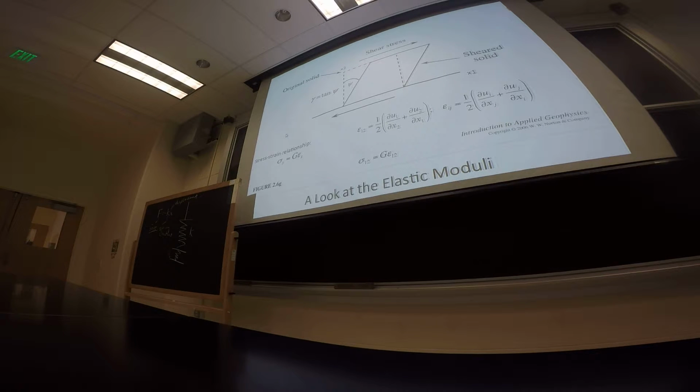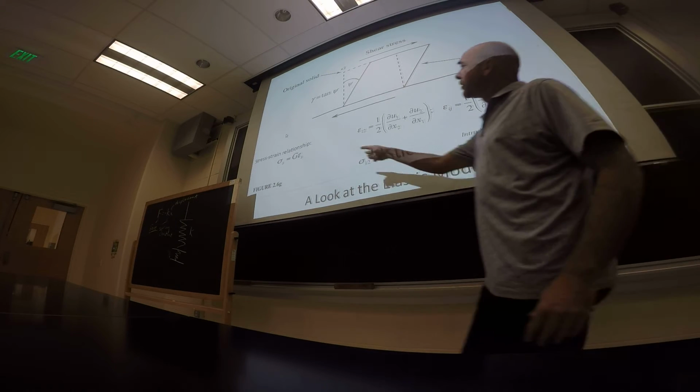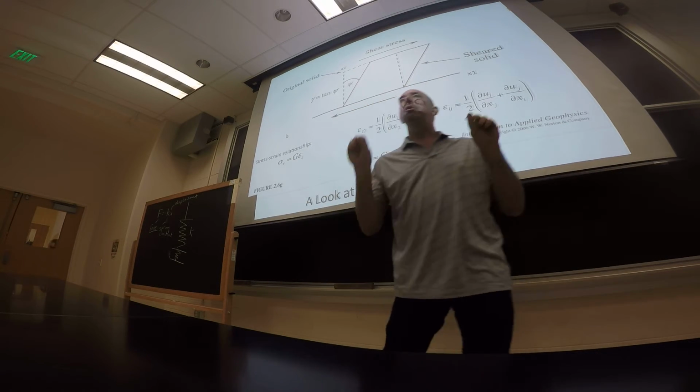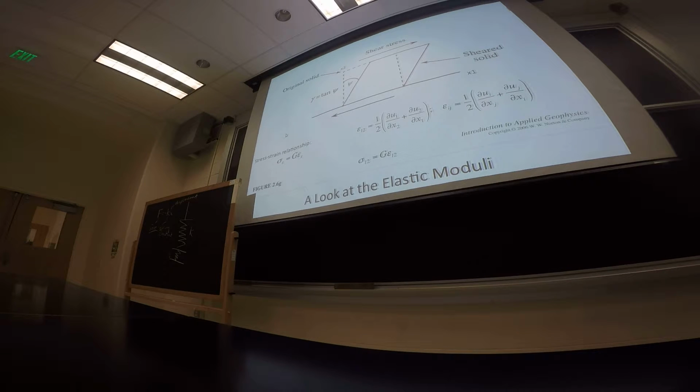And we have the same relationship if we apply a shear stress to a solid. We get a stress-strain relationship that looks like this, where the relationship between a shear stress and a shear strain is the shear modulus. Okay? So those are the two ways that we typically relate stress and strain. That's basically the equivalent of Hooke's law.